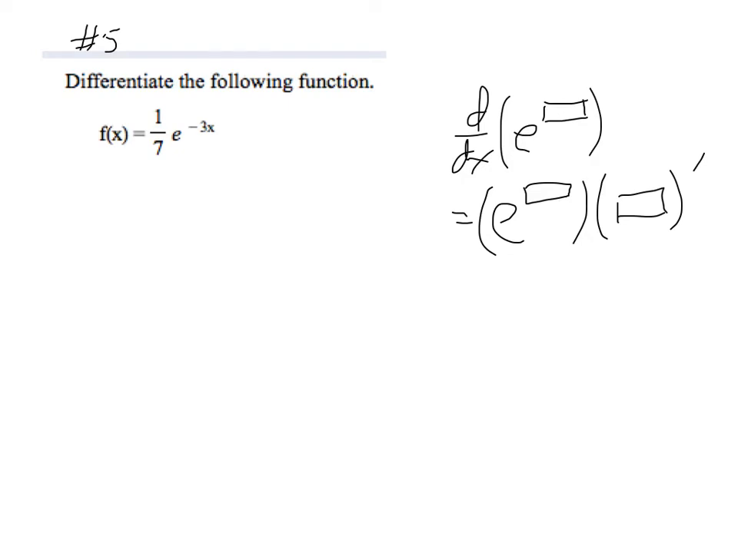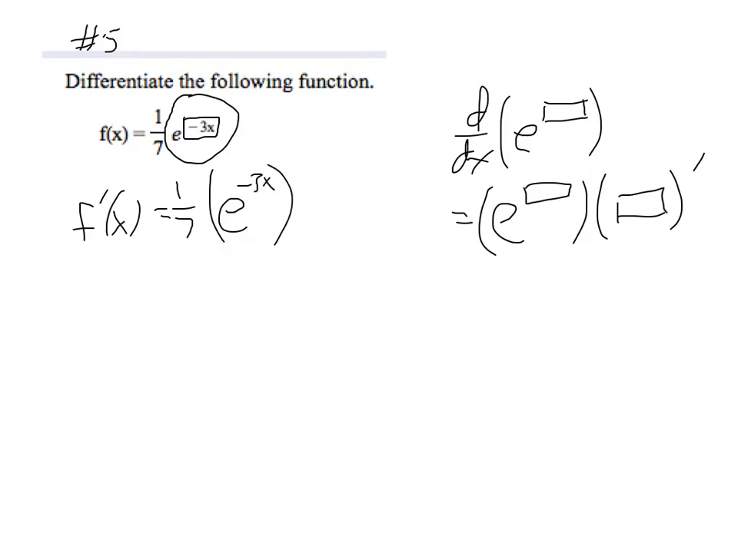So for example, when we want to take the derivative of 1/7 e to the minus 3x, the 1/7 is a constant multiplier, so we just leave that where it is. Then we're taking the derivative of e to the minus 3x, and so we think of the minus 3x as being in the box, so that gives us e to the minus 3x, in other words, exactly the same e to the box that we had, times the derivative of what's in the box. The derivative of minus 3x is just minus 3. So this will be 1/7 e to the minus 3x times minus 3.